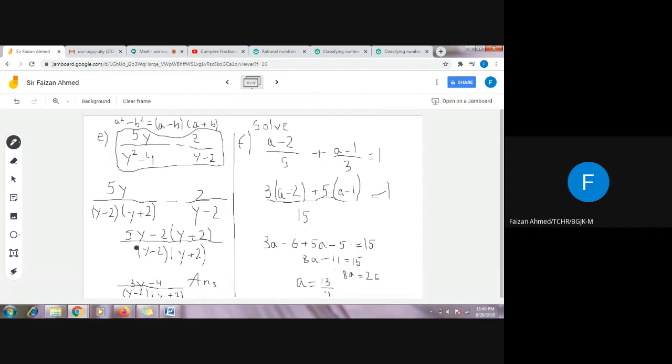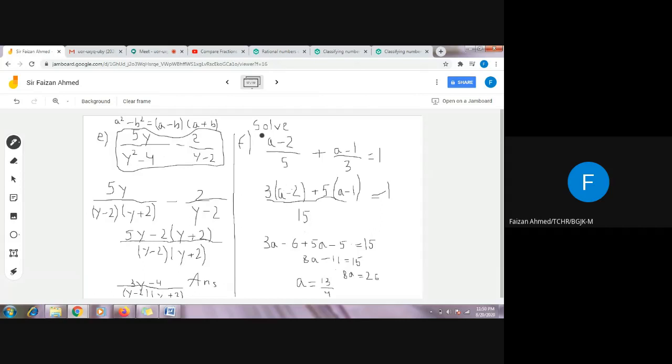On simplification, this will be 5y minus 2y will be 3y, and this minus 2 when being multiplied with 2 will be minus 4, and the remaining will be as it is. This is the answer of question number 5, 3y minus 4 upon y minus 2 y plus 2. You don't have to multiply these two brackets, you can leave it here.